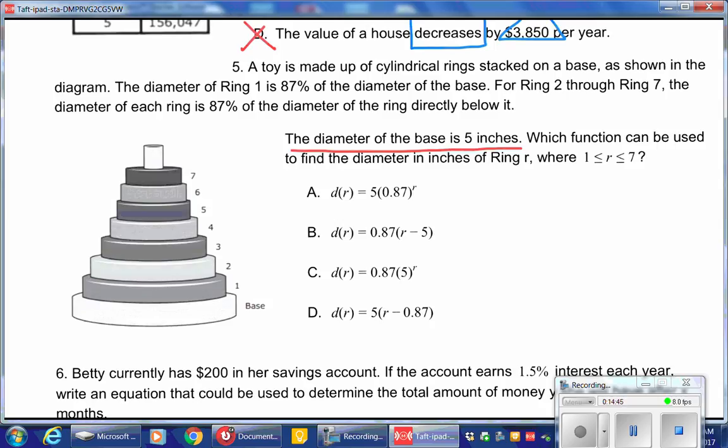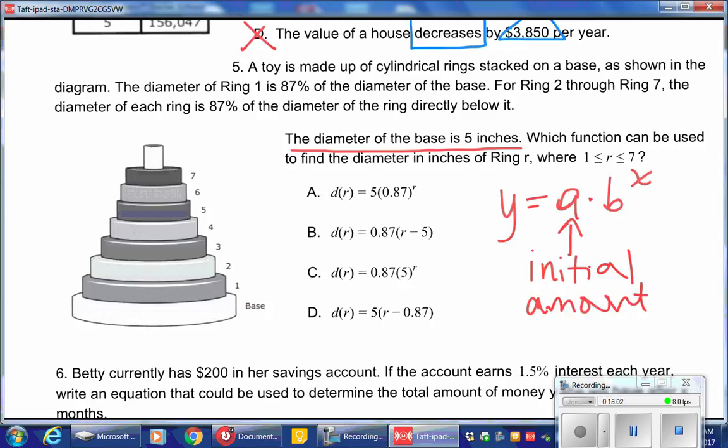So the first thing I'm going to do is look at all the similarities like we did in the previous problem. So we know that the equation y equals a times b to the x, a is the initial amount. So I can eliminate B and C because their initial amounts are 0.87. Now look at A and D. A says times 0.87 to the R power. D says times R minus 0.87.